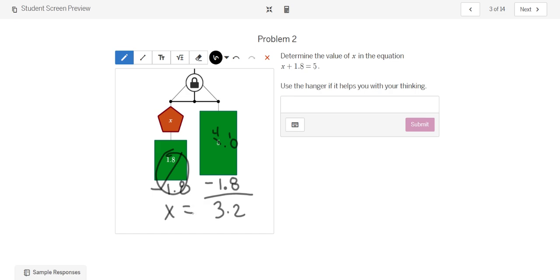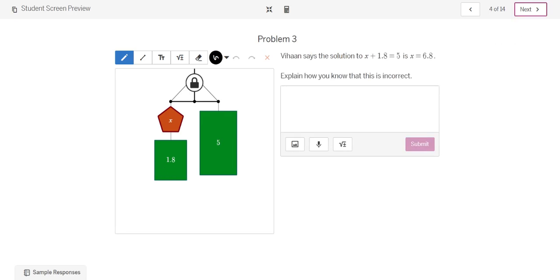To double check that, what's 3.2 plus 1.8? 3.2 plus 1.8 is 5.0. So I definitely have double checked my work. And we're ready to move on. So you know whether you got it right or wrong before even having to check the answer.